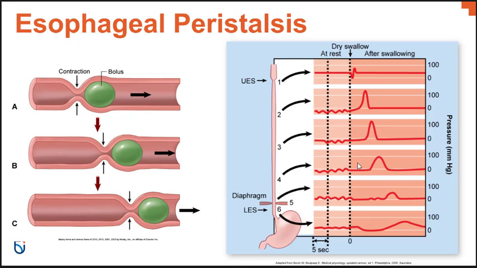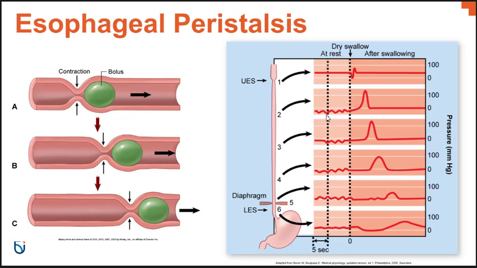Okay, let's have a look at this right diagram here. This is showing you the pressure in the esophagus during swallowing. After swallowing at the top here is your upper esophageal sphincter, the esophagus, and then your lower esophageal sphincter to the stomach. And this graph is showing you specifically the changing pressure measured in millimeters mercury inside the esophagus during the esophageal stage of deglutition that we talked about on the previous slide.